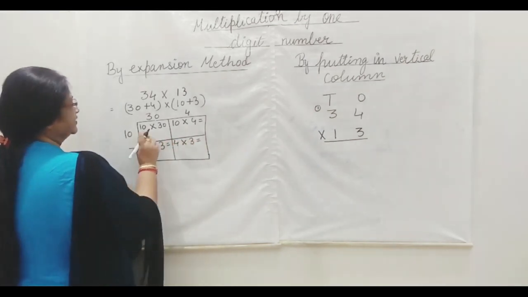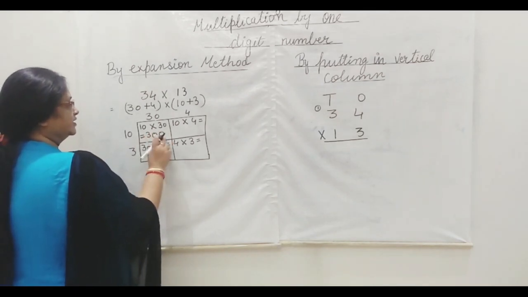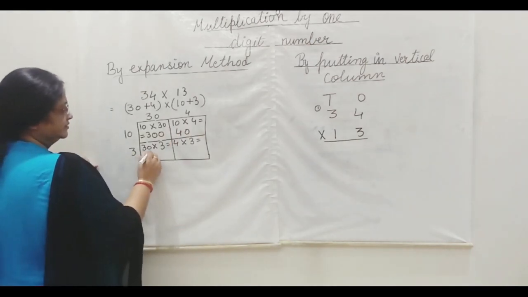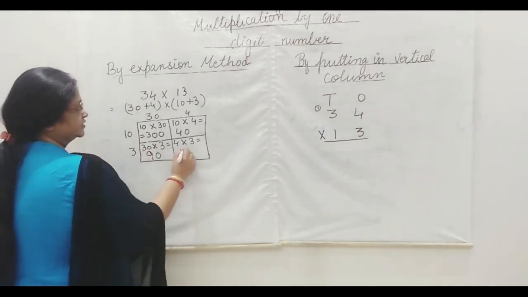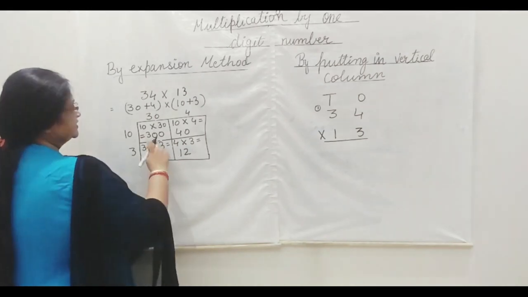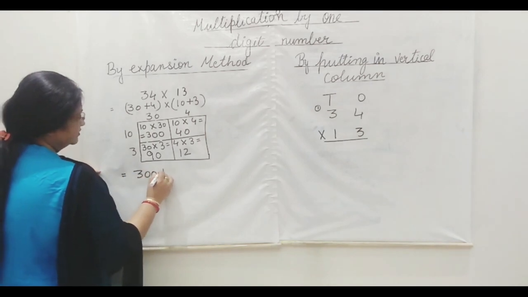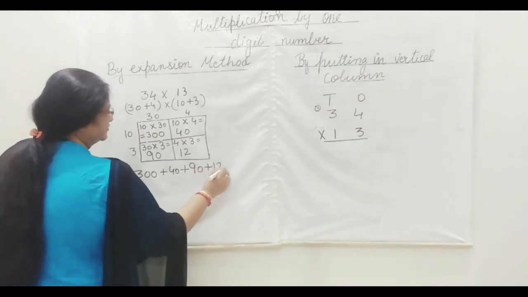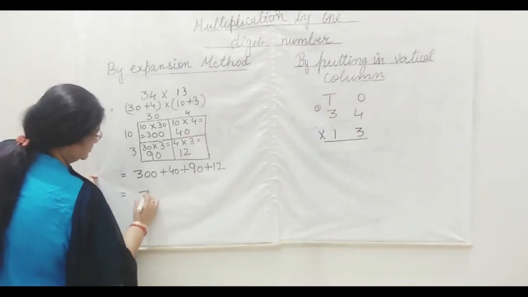Let's see what is the answer. Now 3 ones are 3, and since there are 2 zeros here, so 300. Then 10 fours are 40, then 3 threes are 9, and since there is only 1 zero here, we put 1 zero, and 4 3s are 12. Alright, now let's see what is the total answer. We will do 300 plus 40 plus 90 plus 12. Now add it all. See, we will do it in this way.